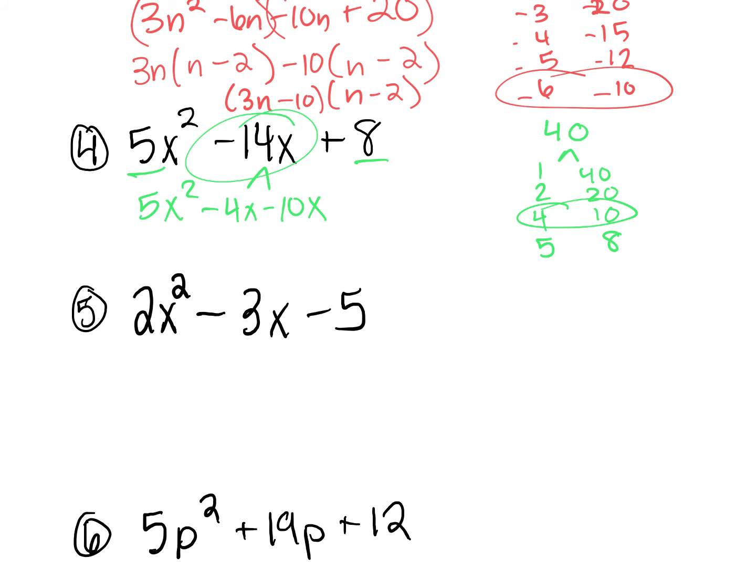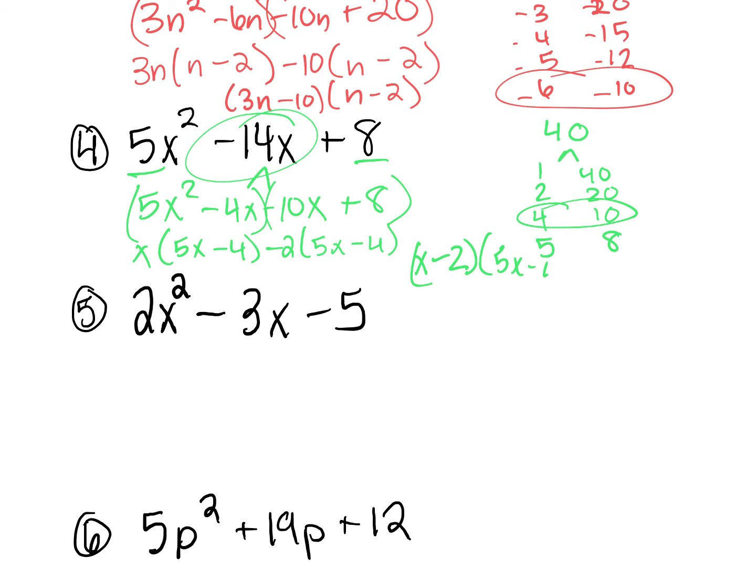Bring down these. And again, we are grouping. Take out an x from the first one, leaving me with 5x minus 4. Take out a negative 2 from the second one, leaving me with 5x minus 4. Making our final answer x minus 2 times 5x minus 4. Sorry guys, that one's kind of awkwardly written there.